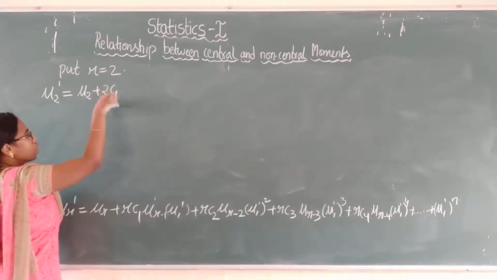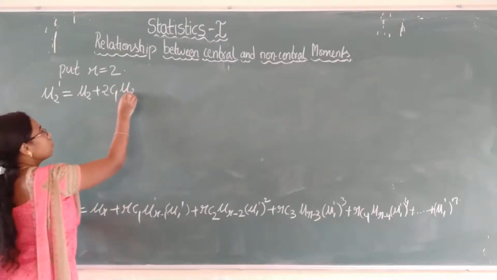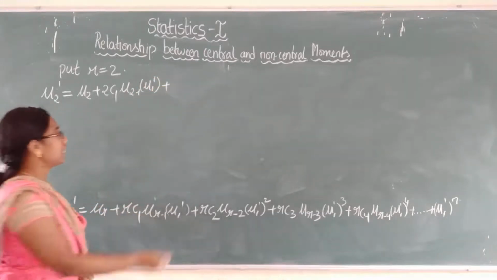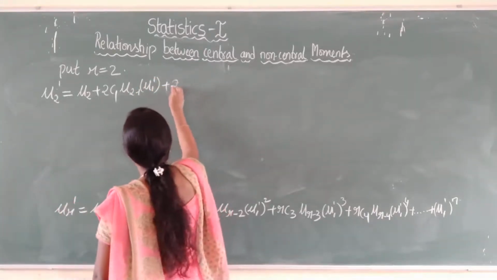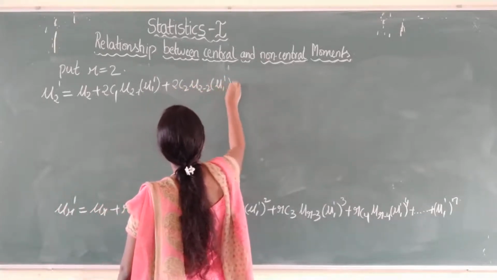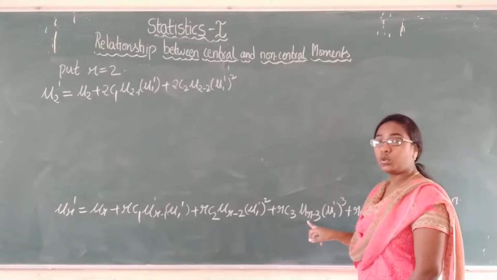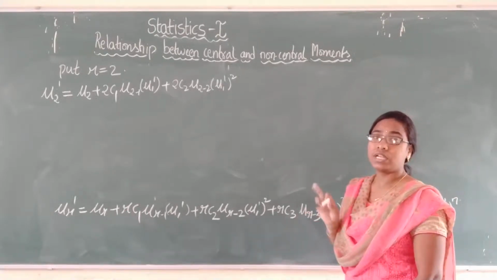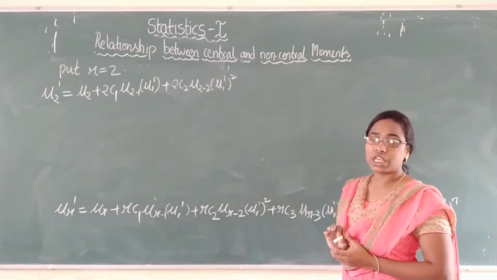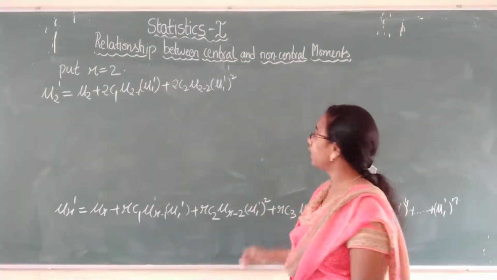2c1 mu, r minus 1 is 2 minus 1, into mu1 dash plus next term is 2c2 mu2 minus 2 into mu1 dash square. So what about the remaining terms? Here we will be getting 2 minus 3, that is mu minus 1. It's not possible because we are going to have the moments from r equals to 0, 1 and so on. There are no negative values. So the higher moments will be avoided.